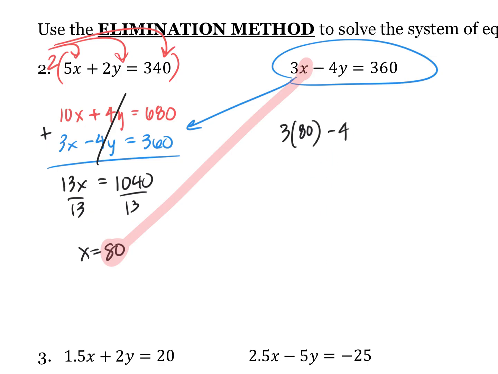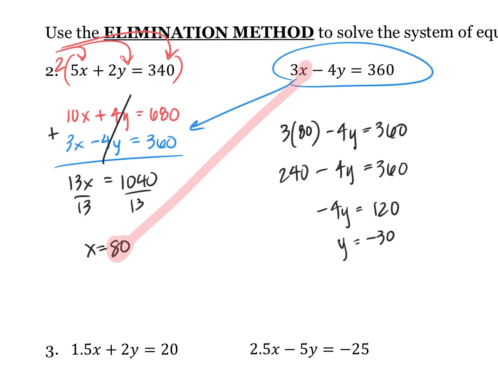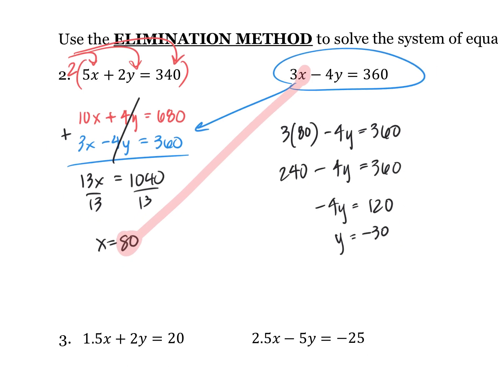3 times 80 minus 4y equals 360. So we got 240 minus 4y is 360. I wonder if I can beat you guys without a calculator. Anyone get -30? Yeah. Okay. What would be my answer? What comma what? Nice. He's saying we got x comma y, 80, -30. That's going to be my answer.